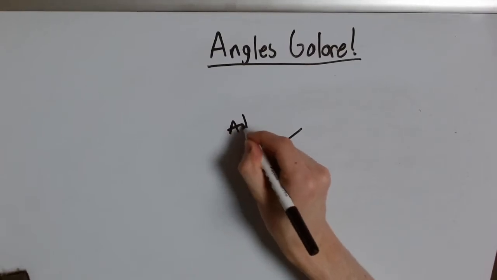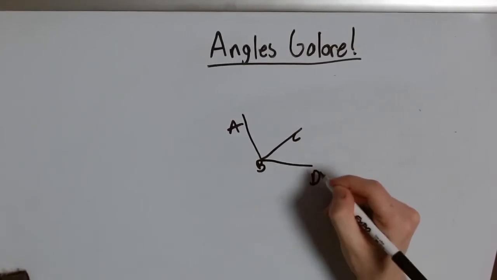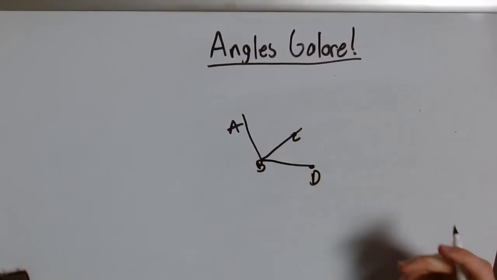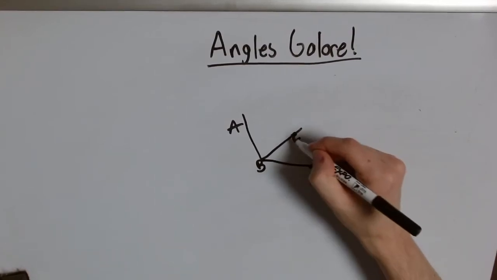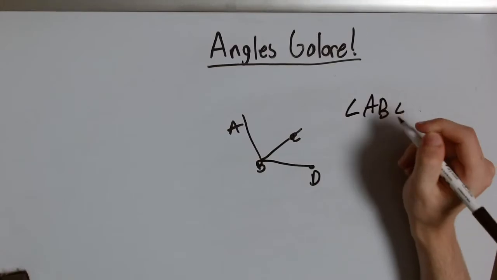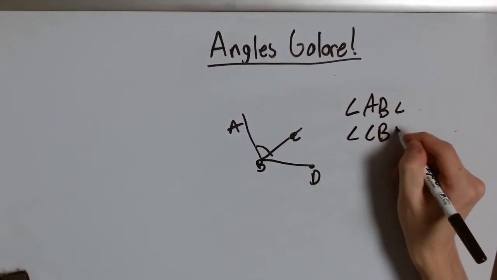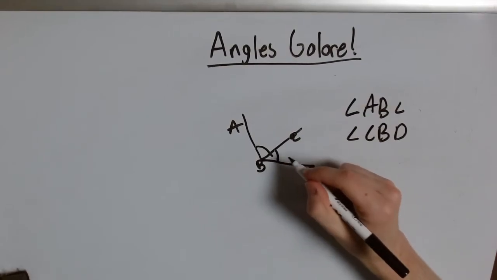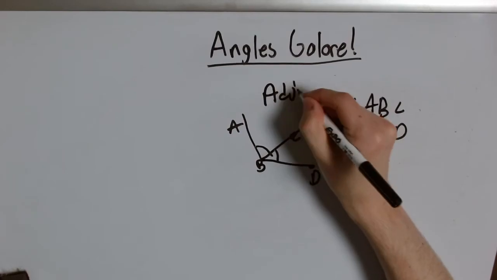This is A, B, C, and D. Now you might say, this doesn't look like an angle. And you're right, it's not. It's actually two angles. Angle ABC and angle CBD. We call these adjacent angles.